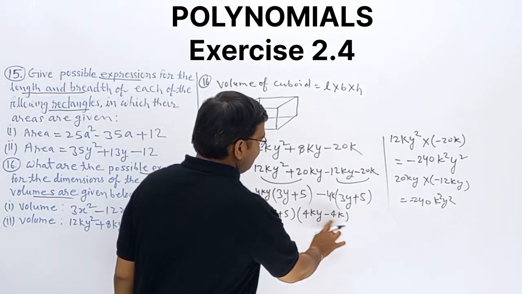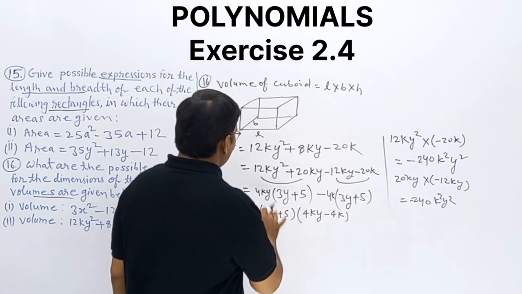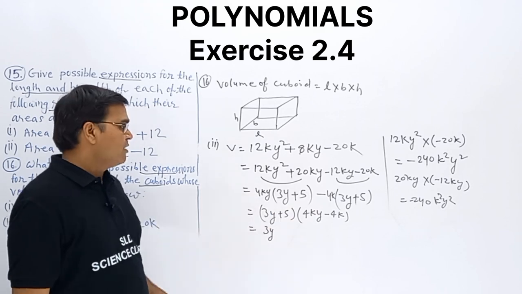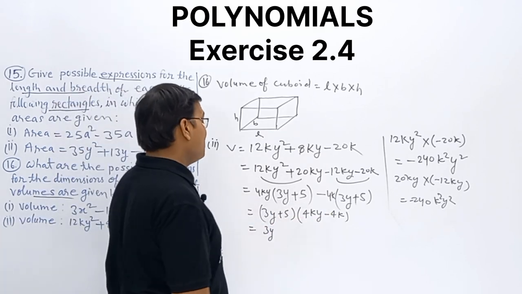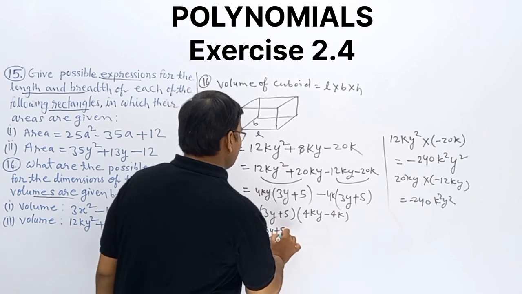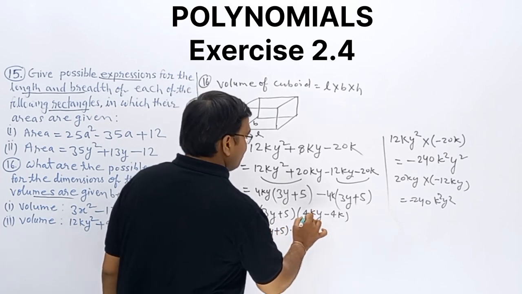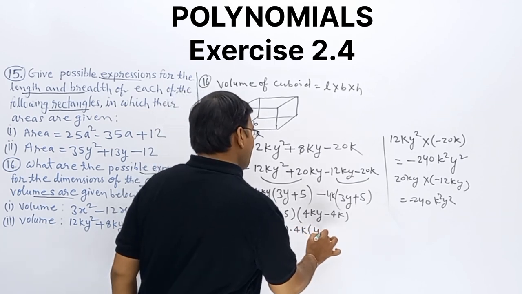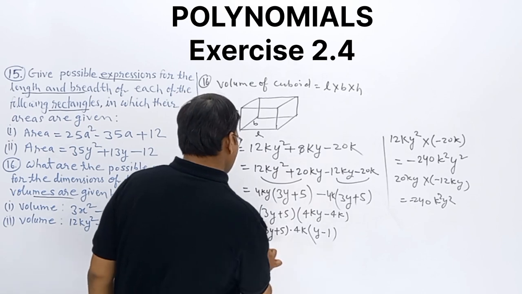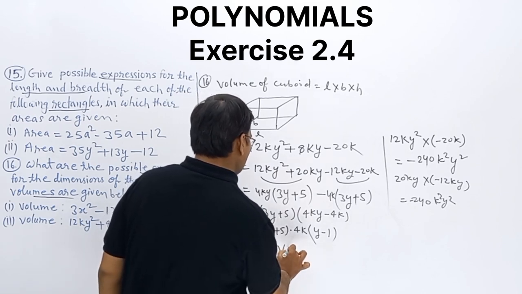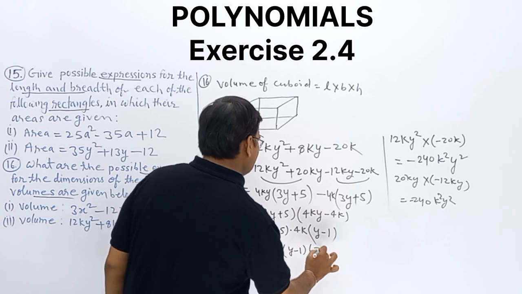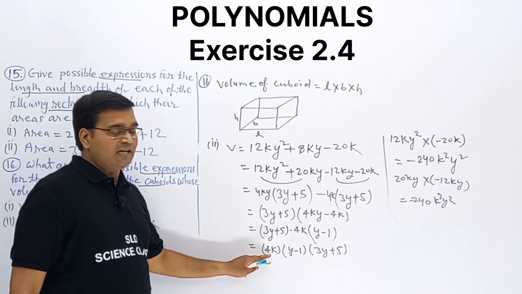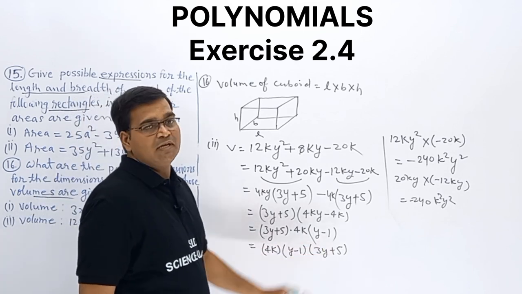But by observing, in this factor we have a quadratic polynomial. We have two factors, but in which some constant terms are common. So 3y plus 5 into 4k taking outside, what is the remaining? y minus 1. So what we can say? 4k into y minus 1 into 3y plus 5. So the constant term is showing one dimension. This will be the other and this will be the third one.